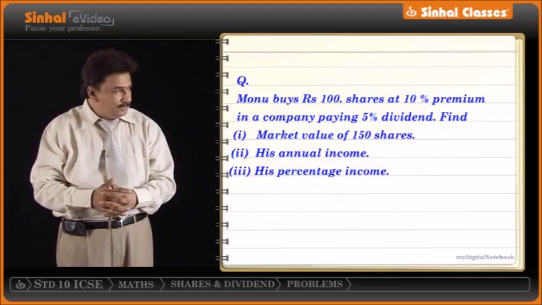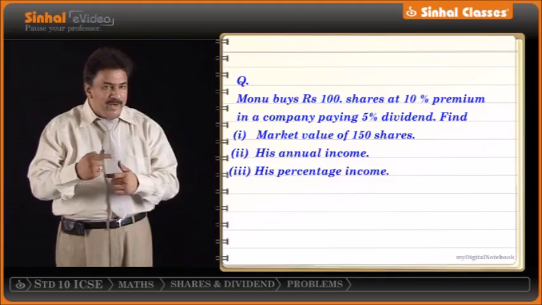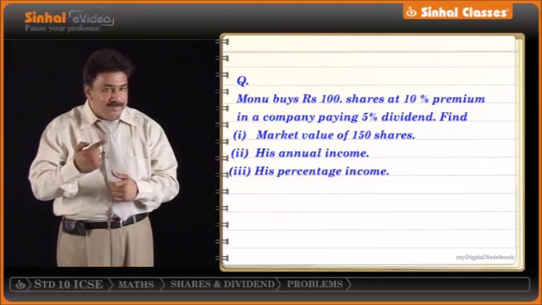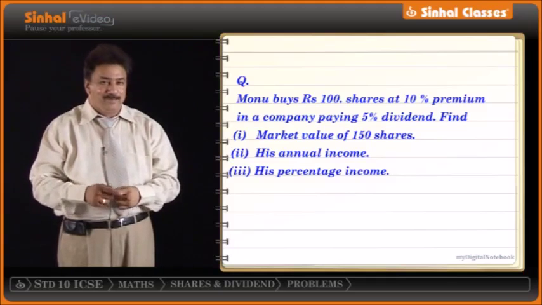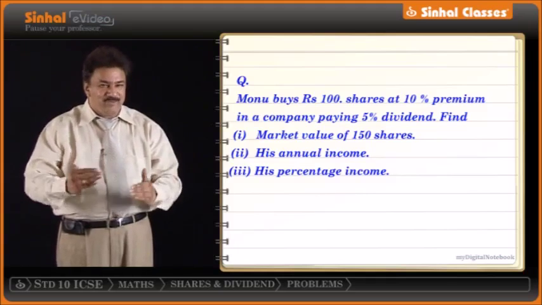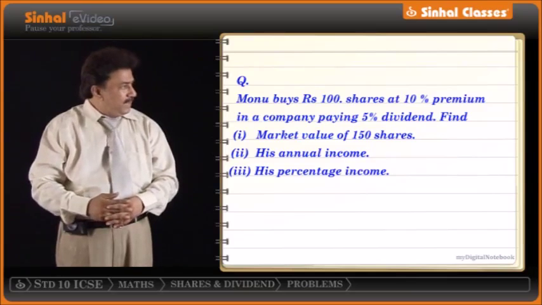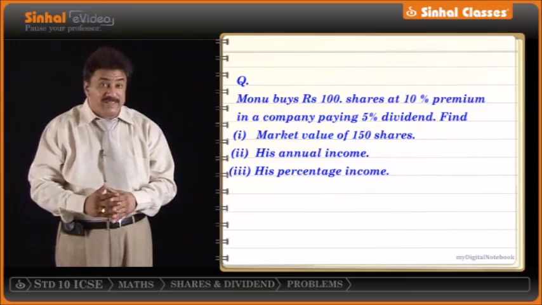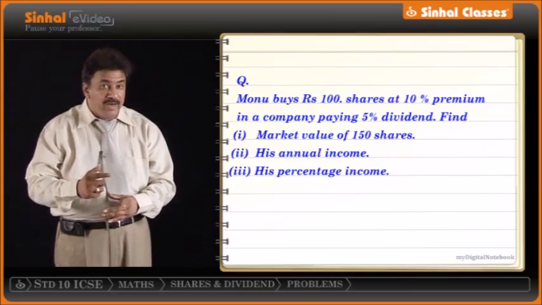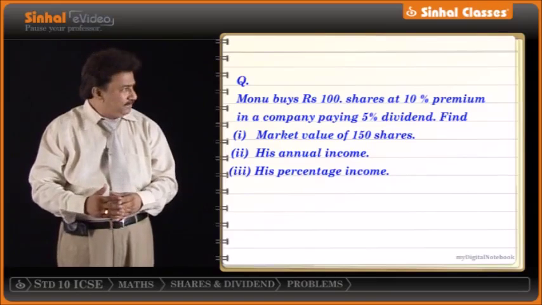What else is given to you? At 10% premium. So the moment you read premium, what comes to your mind? Yes, correct. Finding the market value. The moment the premium is given to you, you have to first find the market value. Okay, what else? In a company paying 5% dividend, so the company gives you a dividend of what? 5%. That is the rate of dividend. That is 5%. What else?